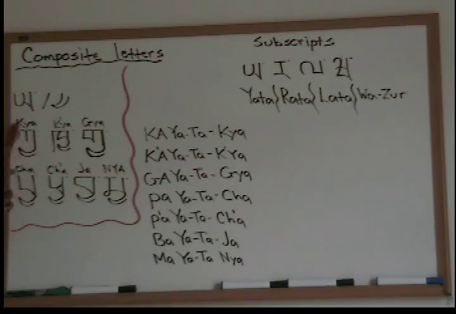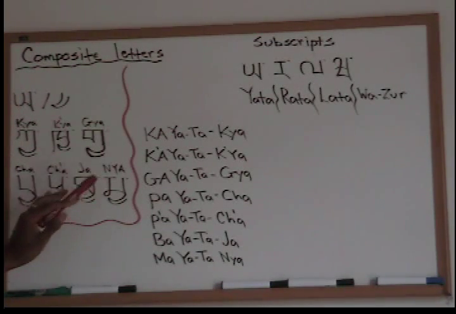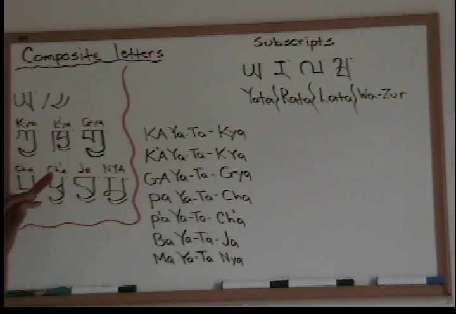If it's any letter other than these, then something's not right. The yata can only be subscribed to these 7 letters. That's important because you can't just take yata and put it with any consonant. It just doesn't work that way. So you have to memorize these 7. Just remember that it's only subscribed to these 7 letters.